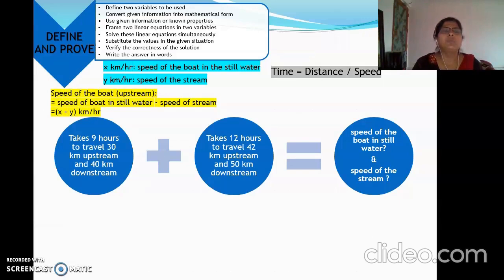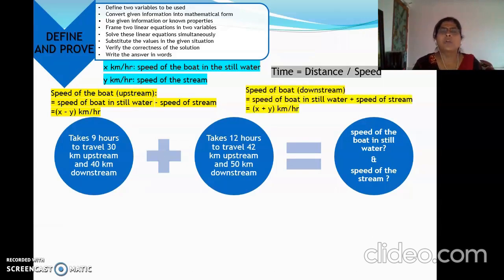Now as it's taking 9 hours to travel 30 kilometers upstream, the speed of the boat while traveling upstream will be the speed of the boat in still water, and as the boat is traveling upstream, the speed of the stream will resist it, therefore the speed of the boat will be lesser than the speed in still water. So the speed will be, while traveling upstream, x minus y kilometers per hour, and when the boat is traveling downstream, it will be x plus y kilometers per hour.